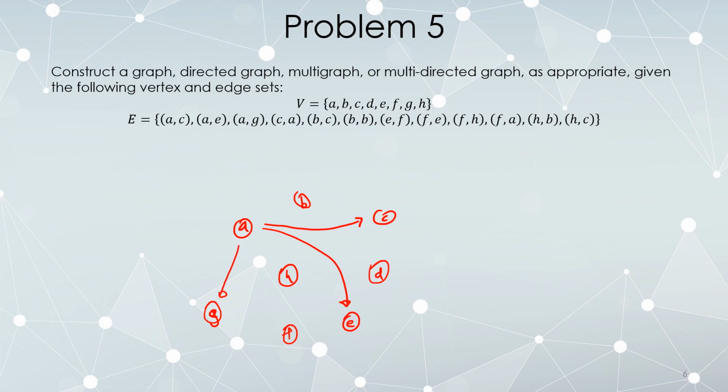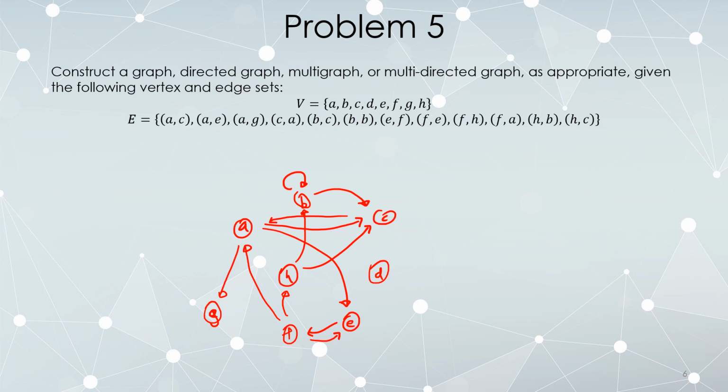From C back to A. So this actually points in both directions. From B to C. From B to itself, a little loop. From E to F. And from F back to E. From F to H. From F to A. From H to B. These cross, that's fine. And from H to C. That's it. That's really all there was to it.